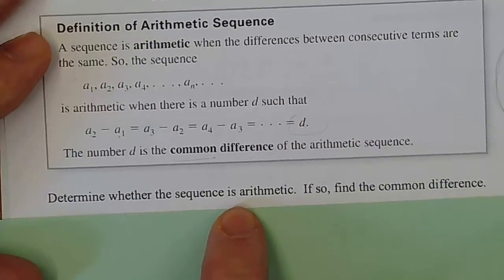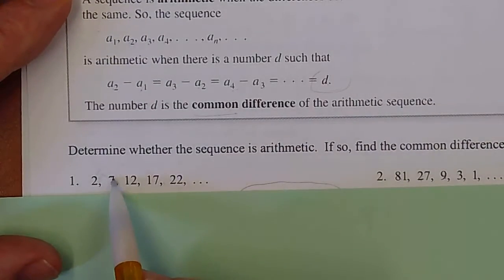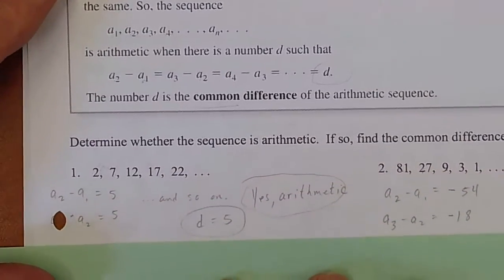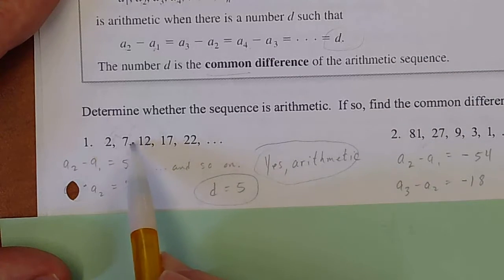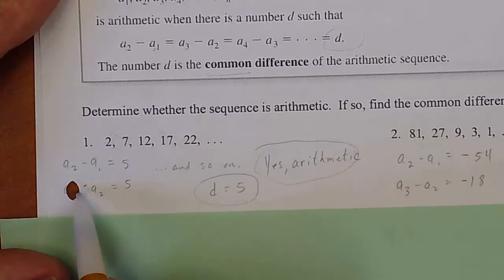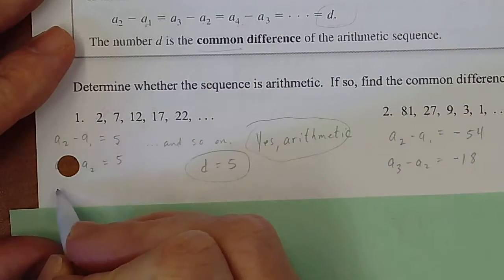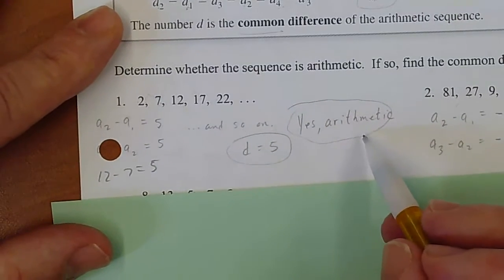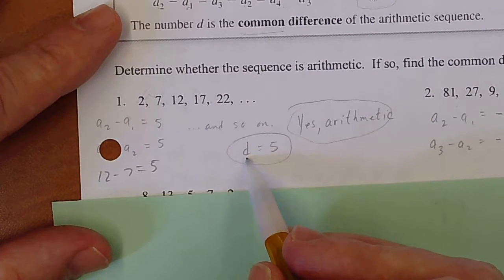All right, so determine whether the sequence is arithmetic. If so, find the common difference. So you start checking for that. You take the 7, you subtract the 2. You take 12, you subtract the 7. Is that a common difference? Absolutely. Here I put A2 minus A1 is 5. A3 minus A2 is also 5. My 3-hole punch kind of took that part out, but that's what I was showing. The 12 minus 7 equals 5 again. So we say it's arithmetic, and it did say give the common difference. We use the variable D for common difference.